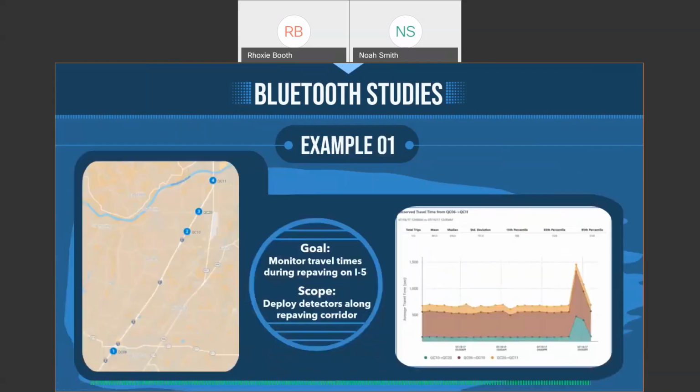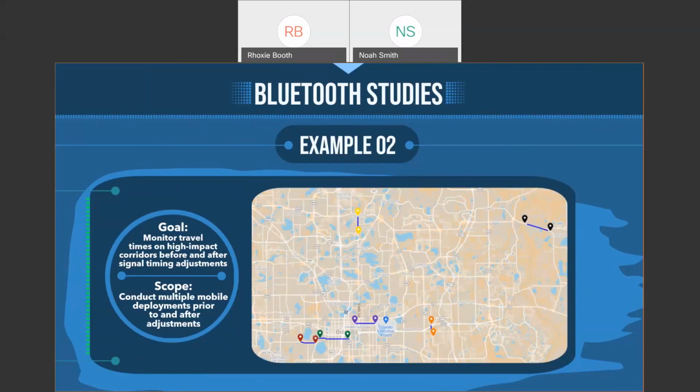So a few examples. Example number 1, this was a project a couple years back where some repaving was taking place on Interstate 5 in Oregon. And ODOT wanted to monitor the travel times while this repaving was going on. And you can see here on the right, the travel time spiked over here in the evening when the lanes are being shut down. So they were monitoring the impact of one lane, multiple lanes being shut down as this repaving was taking place.